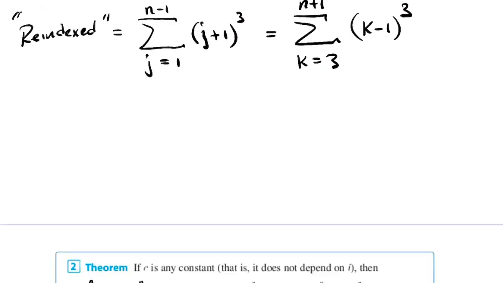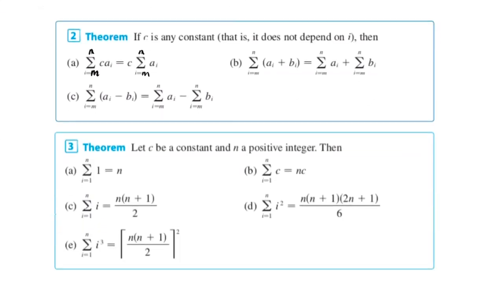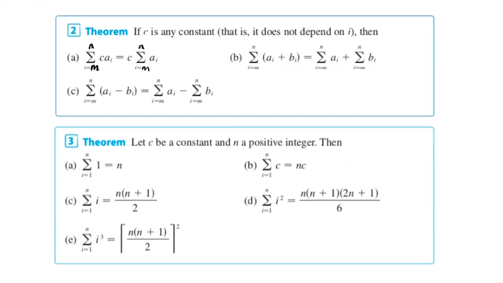Okay. Let's continue along. I don't want this to be too long here. There are 2 sort of important theorems in this appendix. One of them, Theorem 2, is about arithmetic properties of summations. All right, so these are actually familiar properties to you. It's just this is what they look like in summation notation. Let's look at them one at a time.